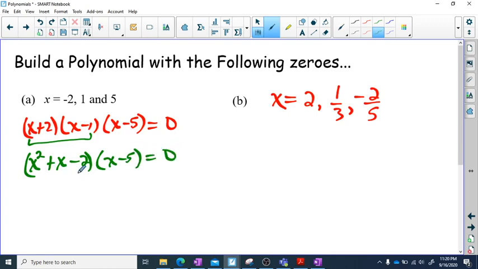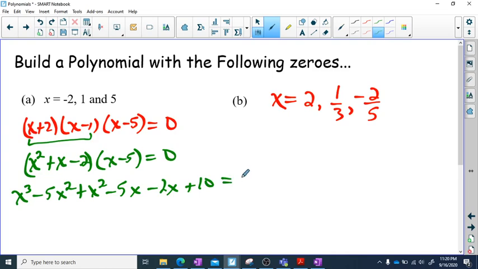Well, now I'm going to take this trinomial and multiply it by this binomial. X squared times x is x to the third. X squared times negative 5, negative 5x squared. X multiplied by negative 5. Now negative 2 times both of these. Negative 2 times that is a plus 10. Collect any like terms. I will get x to the third, take away 4x squared, subtract 7x plus 10 equals 0.